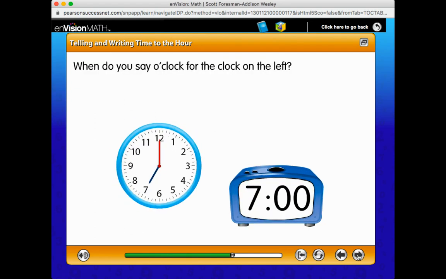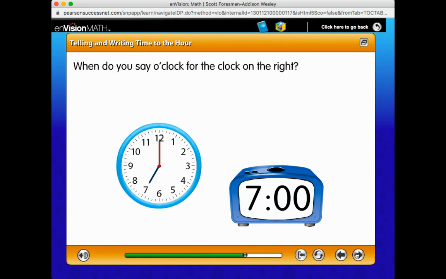When do you say o'clock for the clock on the left? So now this should look familiar because this is what we talked about yesterday, where we looked at a clock that looked like this. And you can read it by finding the hour, seeing where it's pointing to, and then looking at the minute hand and seeing what it's pointing to. Now we said when the minute hand is pointing to the 12, we say o'clock. That's why it's read 7 o'clock. You say o'clock when the minute hand points to the 12.